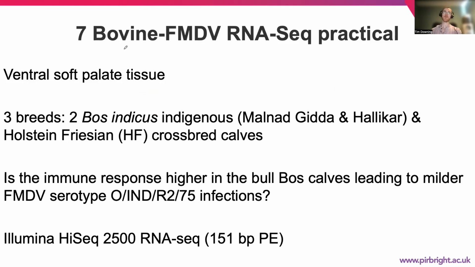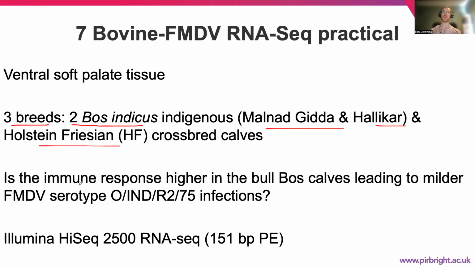We're dealing with 15 samples, all of which were taken from the ventral soft palate tissue of these cattle. There are 5 each from 3 breeds, hence 15. 2 of those breeds are Bos indicus. They correspond to the names Malnad Gidda and Hallikar. The 3rd breed is Holstein Friesian, which is Bos taurus.